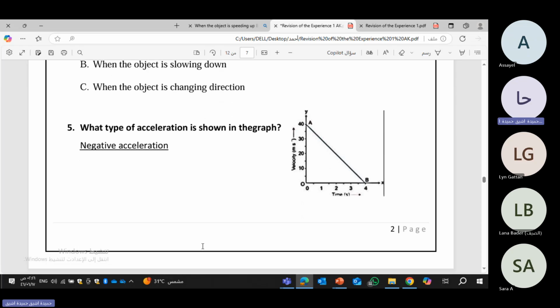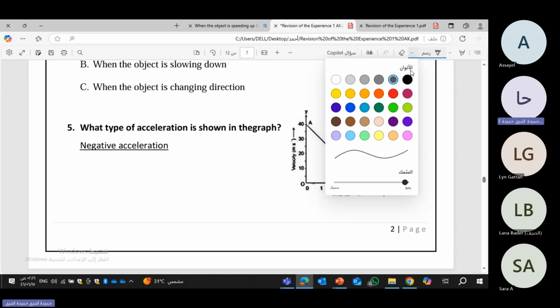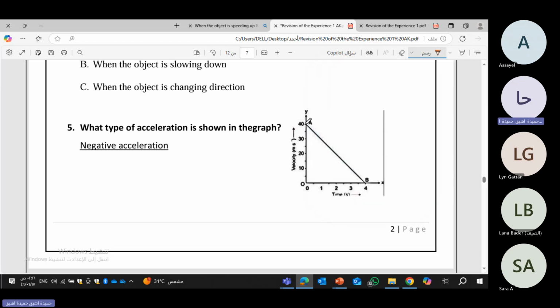Next, what about this one? As I told you, the graph always starts from left to right. So this is left to right, and it's going down. So is it positive or negative? Negative, because it's going down. Whenever it's going down, negative. Whenever it's going up, positive.